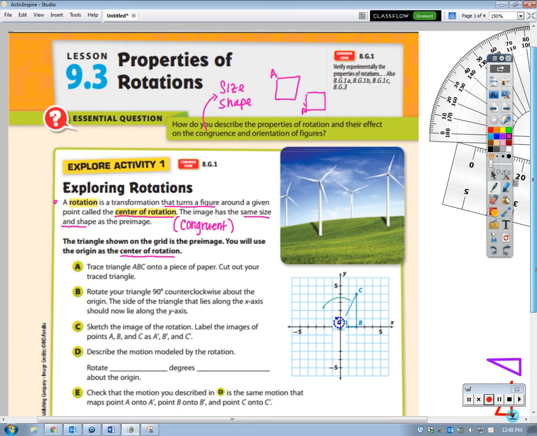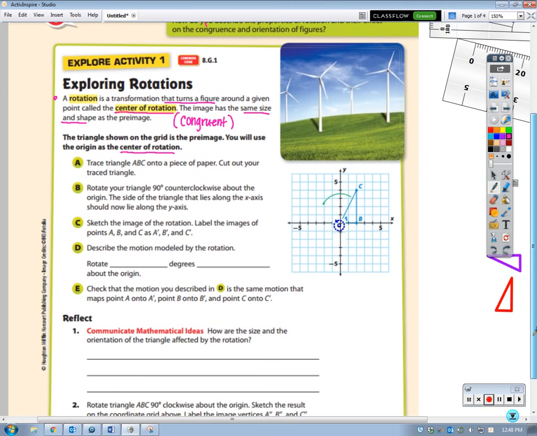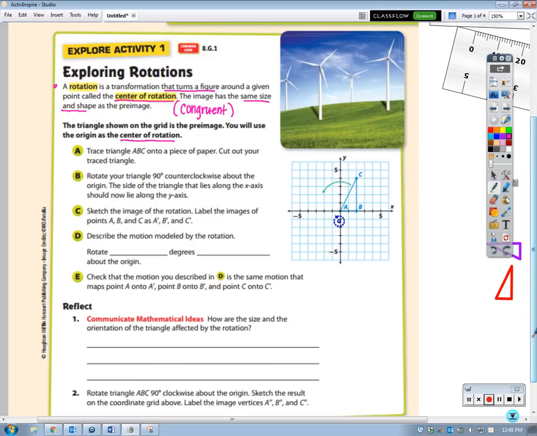Let me go ahead and slide this up just a little bit so we can see this activity a little bit better. Okay, move my little origin there. So first thing it wants us to do is trace triangle ABC onto a piece of paper and then cut out your traced triangle. Well, I don't have a piece of paper, but I do have my little shapes tool, so I'm going to move my little trace triangle over on top of that pre-image.